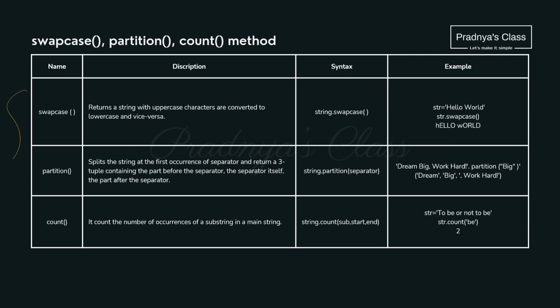There are some more functions. With swap case, we can change uppercase character to lowercase or vice versa. With partition function, we can partition the string based on the pass parameter. Here is the separator. This is the string before the separator, and at last we will get the string after the separator. In this way, we will get tuple with 3 elements. With count function, we can count the occurrence of the substring. In this example, the word B is 2 times.